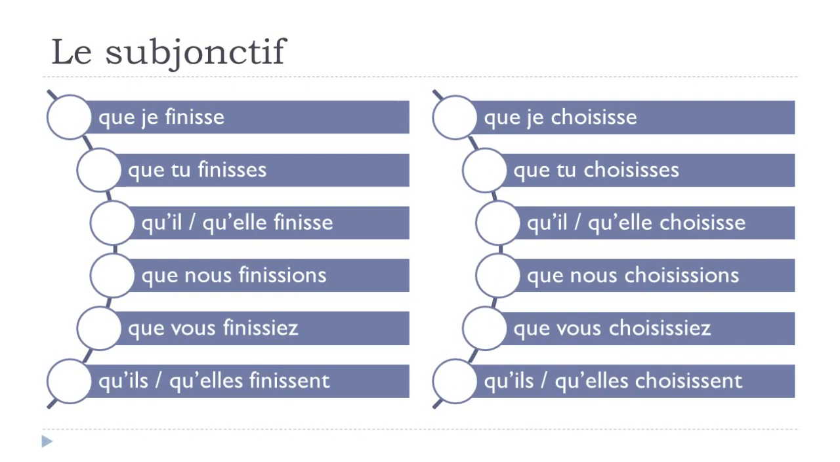So the good thing is that for the second group of verbs, basically you don't have any major difference between the je, tu, il, elle, nous, vous, and il, elle. You've got the same first part, okay? You just need to put the endings after.